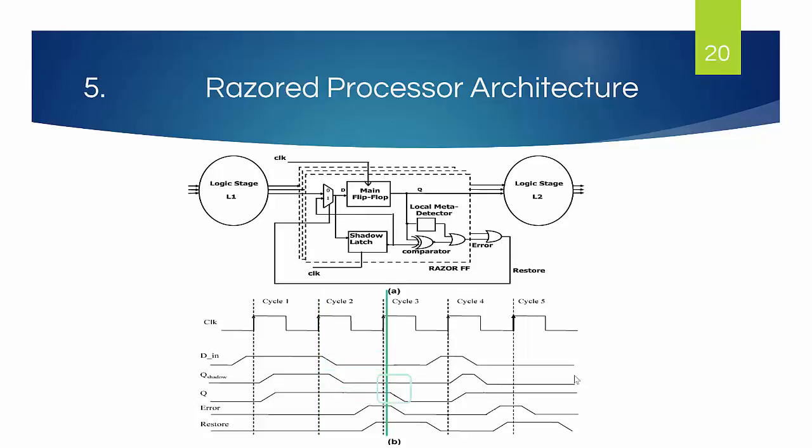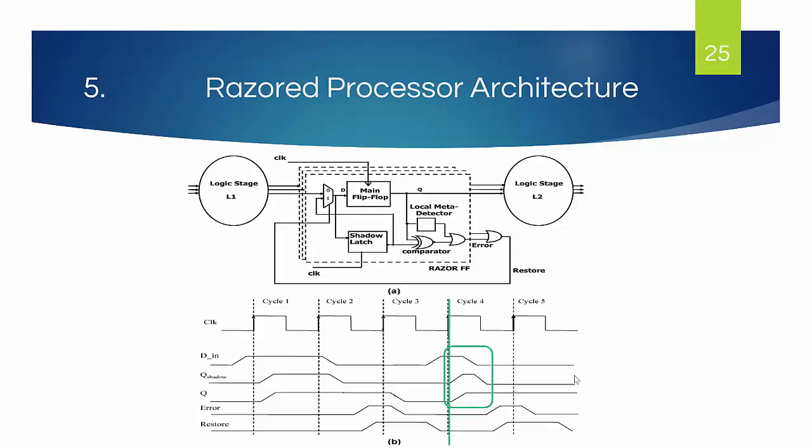In cycle 3, the comparator detects the timing error between Q and Q shadow and generates an error signal. This error signal directs the input multiplexer to reinsert the value from the shadow latch into the main flip-flop, correcting the value that is delivered to L2. At cycle 4, the register value has become 0 again, and the flip-flop captures the input from L1 again.